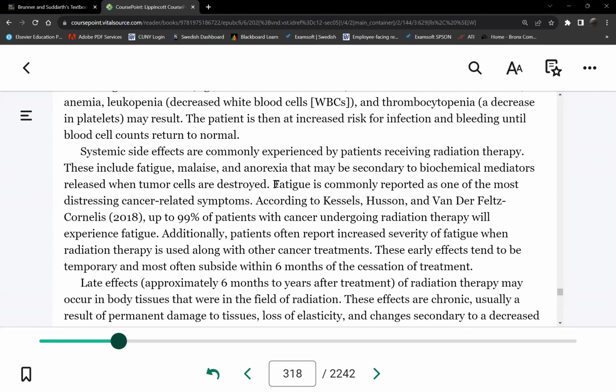Fatigue also sets in. Now, unlike the manifestations we've talked about so far, which were mostly local, correct? This one is one of the systemic effects of radiation. So this could also be attributed to the anemia that the patient develops, but some patients have fatigue in the absence of anemia. I mean, some patients' blood counts are normal.